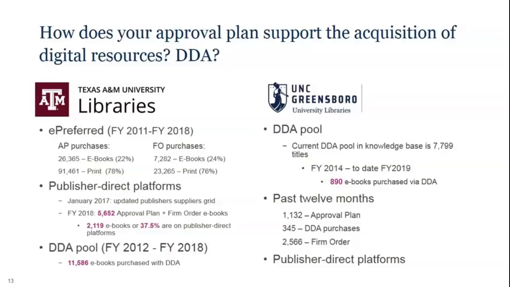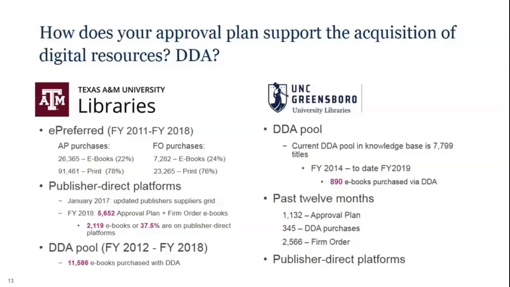The approval plan supports ebook purchases on publisher direct platforms. The plan is flexible and gives libraries the option to select a priority order for their ebook suppliers. We have changed the ebook suppliers grid in 2017, and we now prefer publisher direct platforms over aggregator platforms. So of the 5,652 ebooks purchased in fiscal year 2018, more than 37% are on publisher direct platforms.